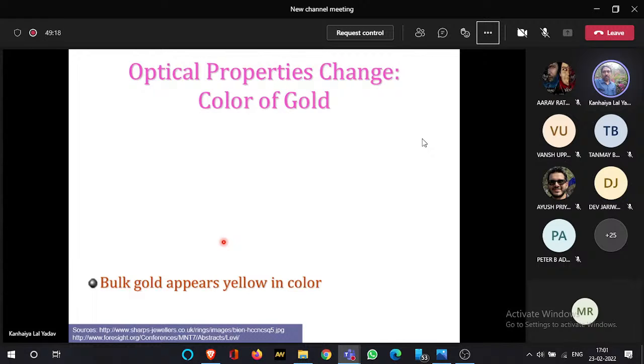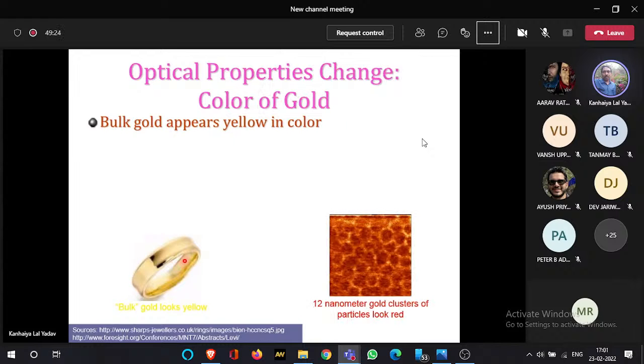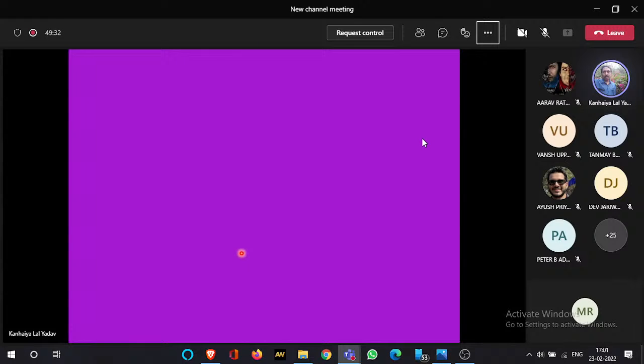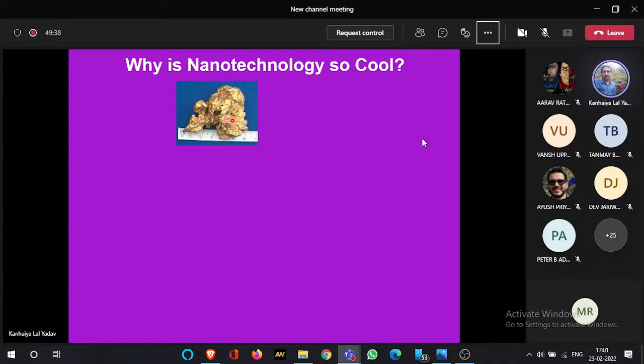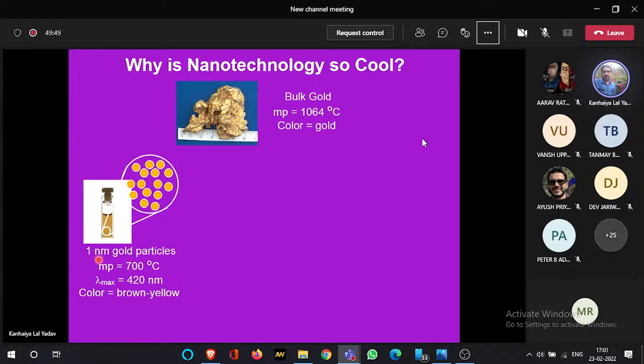Then the optical property of gold. Bulk gold appears yellow in color, but if you have 12 nanometer size gold clusters, they look red. So why is nanotechnology so cool? This is bulk gold: its melting point is around 1064, and the color is gold. But when you grind it to smaller particles, like 1 nanometer, its melting point becomes 700, and the color is brown yellow. The same gold, in this size.